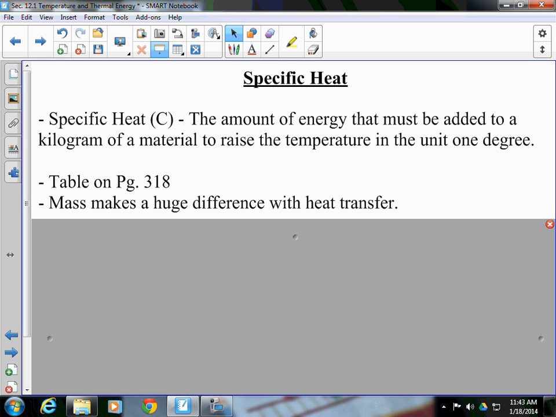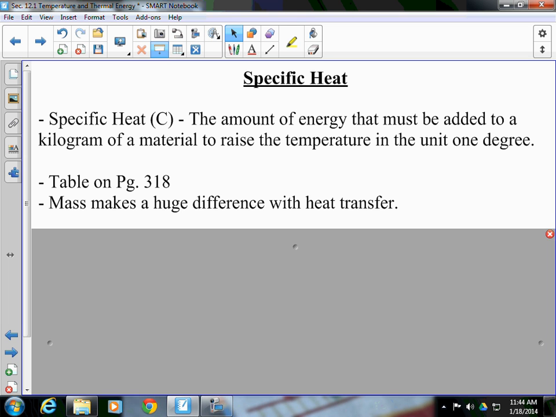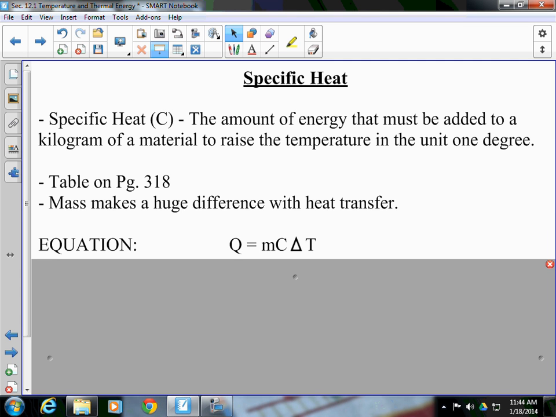But mass makes a huge difference with heat transfer. Think about it. It's easier to boil 2 cups of water than it is 4 quarts. The reason is mass. The more mass I have, the more energy it takes. So when we talk about heat, we have an equation: Q equals M times C times change in T. Like I said to advanced chemistry students, you already know this equation.